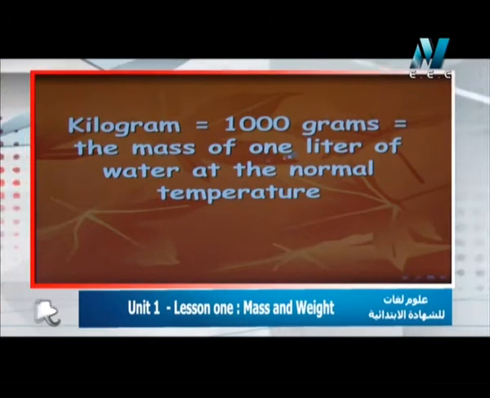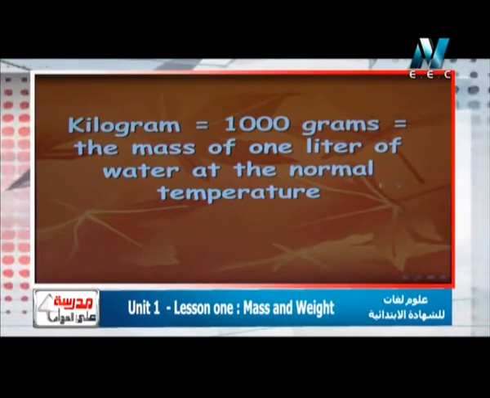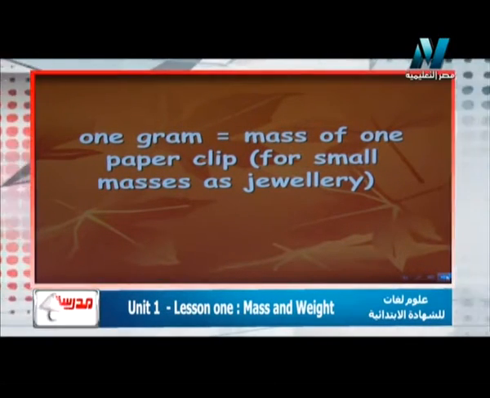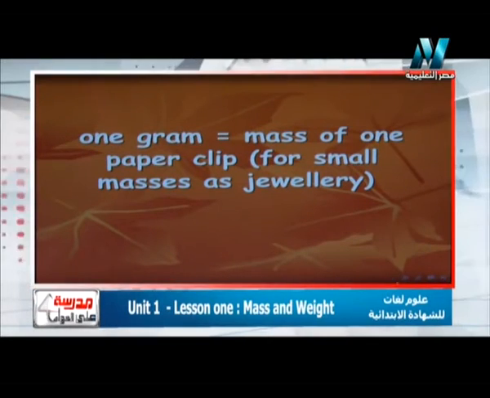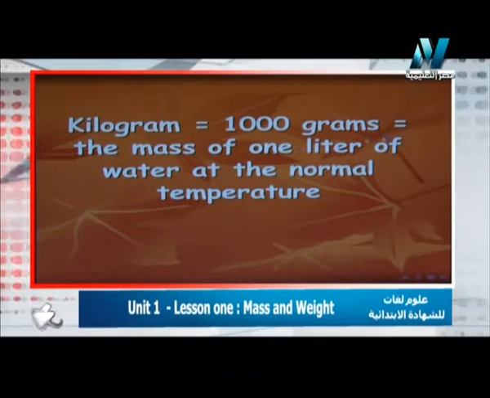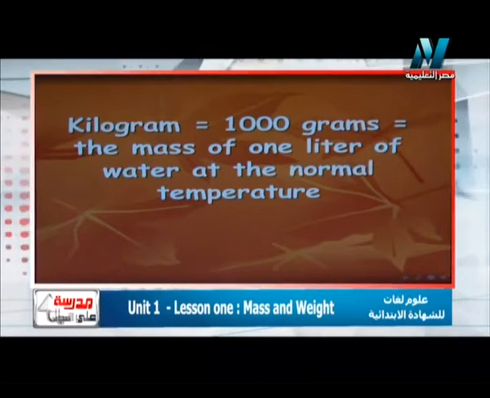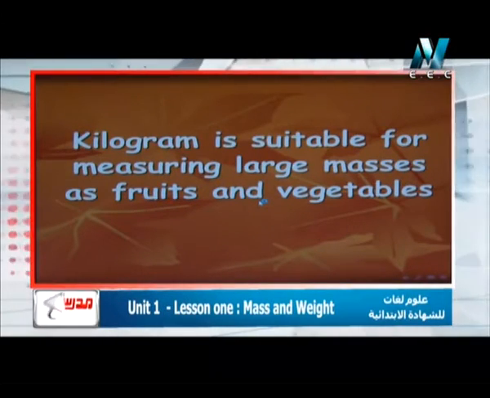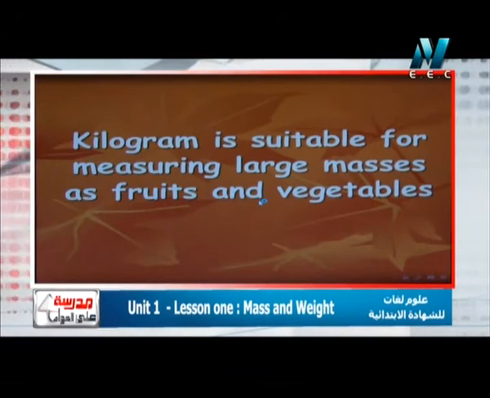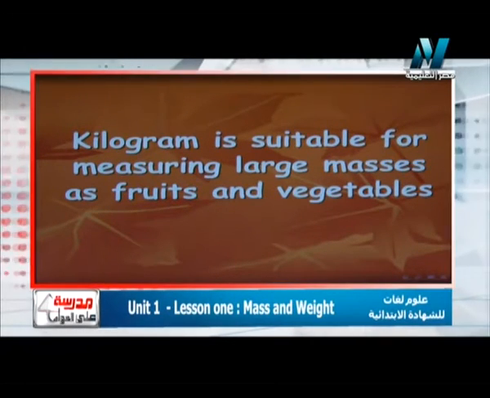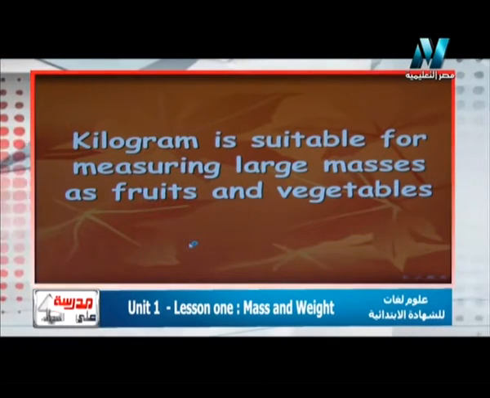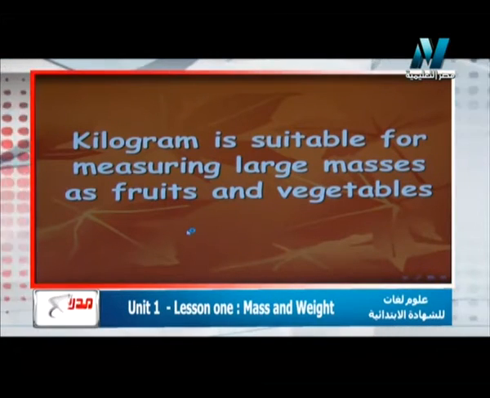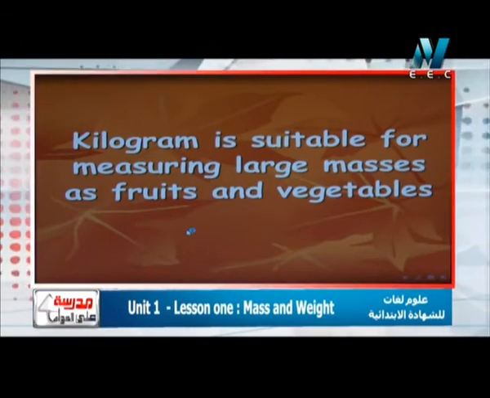Again, it is very important to know that 1 gram is the mass of 1 paper clip, for small masses such as jewelry. But 1 kilogram equals 1000 gram, and this is the mass of 1 liter of distilled water at the normal temperature. So now, kilogram is suitable for what? Kilogram is suitable for measuring large masses, كتل كبيرة, such as fruits and vegetables. Okay, but what about gram? Gram is used for very small masses such as jewels, gold, silver, and as we said, medicine and chemicals.